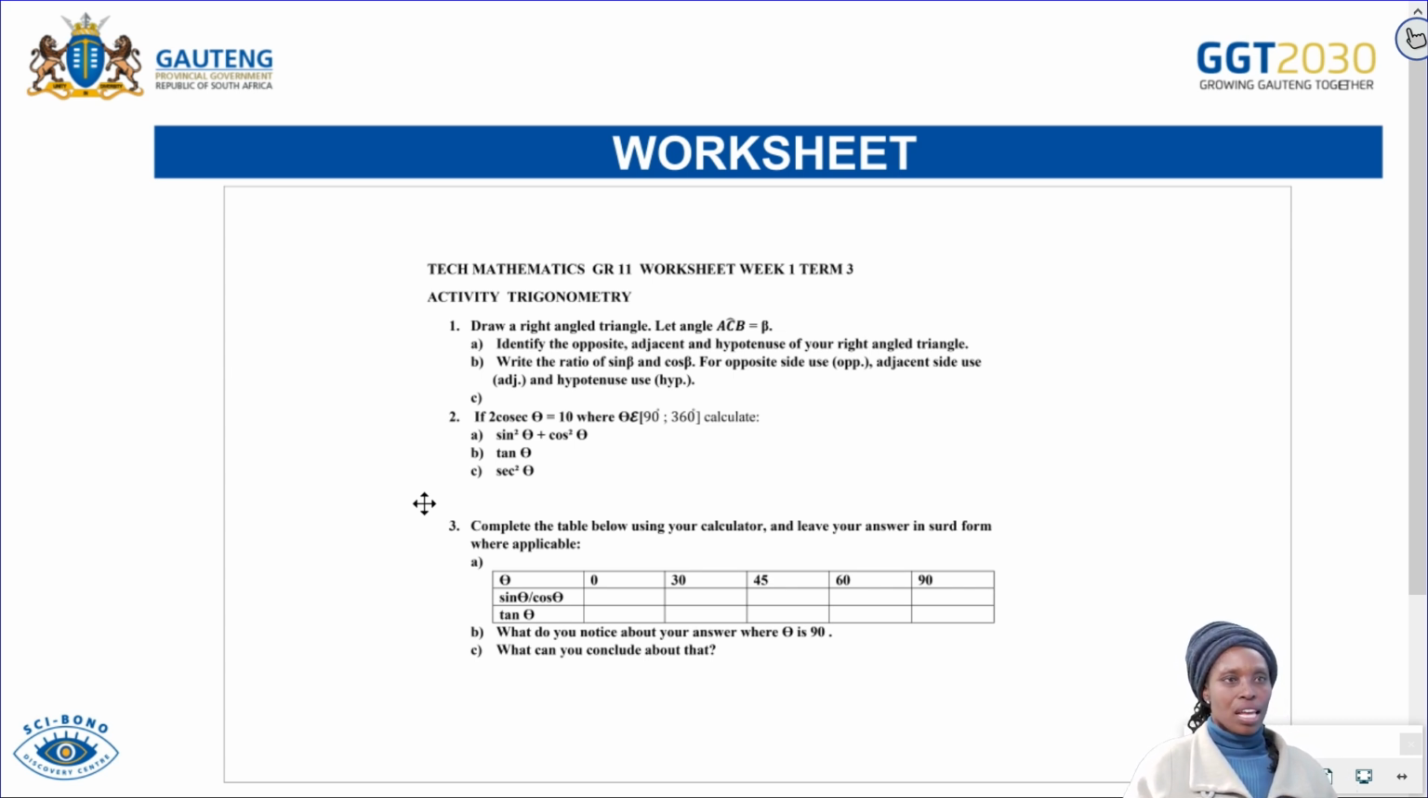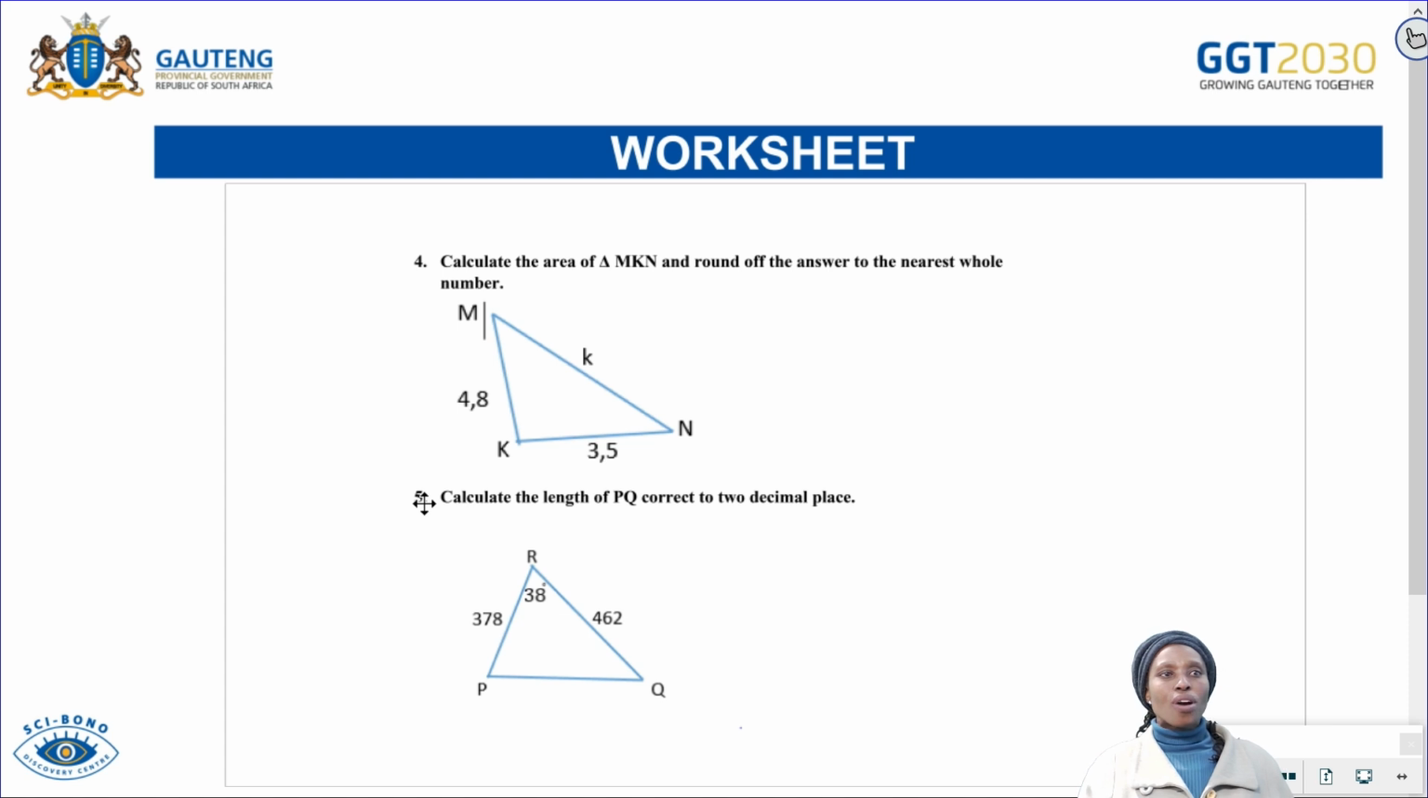You write the ratios of sine and cos. And question 2, if 2 cosec theta is equal to 10, where theta is an element of 90 and 360 degrees, you calculate sine square theta plus cos square theta, tan theta, sec square theta. And I will also want you to use your calculator and complete the table over there, and then you see what you notice when your answer is 90. What do you notice on your angle theta when you have 90, and what does that mean? And you identify which rule to use to calculate the area of triangle MKN, and you round off the answer to the nearest whole number.